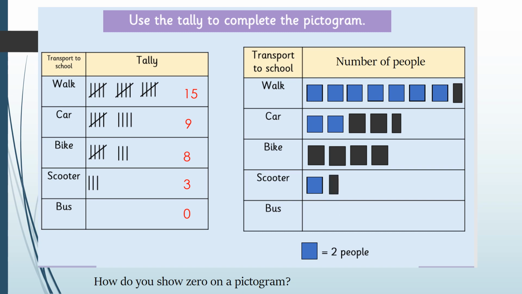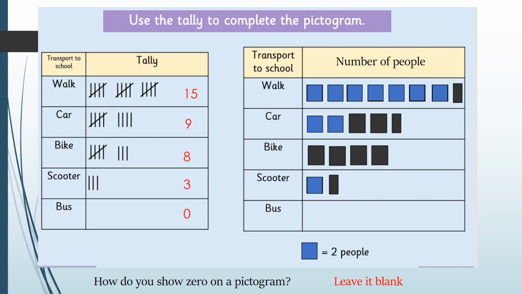Now down the bottom it says, how do you show 0 on a pictogram? So on the tally I had nothing in the tally bar to show 0. So on the pictogram I would just leave it blank, just nothing, because there's no squares, there's nobody there who went to school by bus.